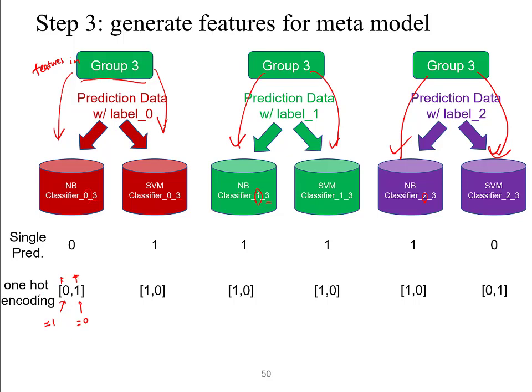Right. So by using one-hot encoding, 0 becomes a vector of 0, 1, which means it is true that it equals 0, and it is false that it equals 1. And for a similar reason, 1 is converted into 1, 0, and 0 is converted into 0, 1. They're all the same.